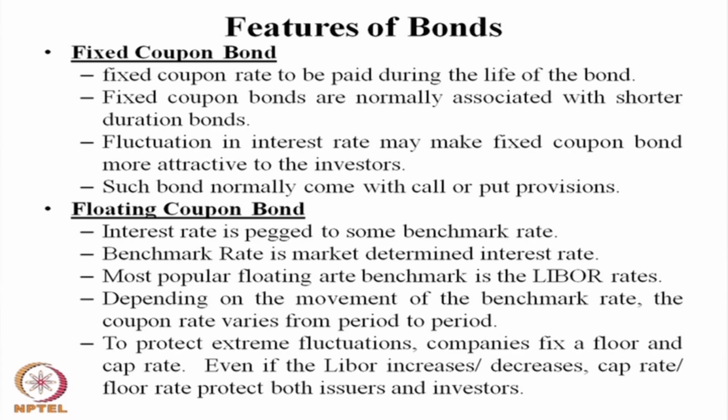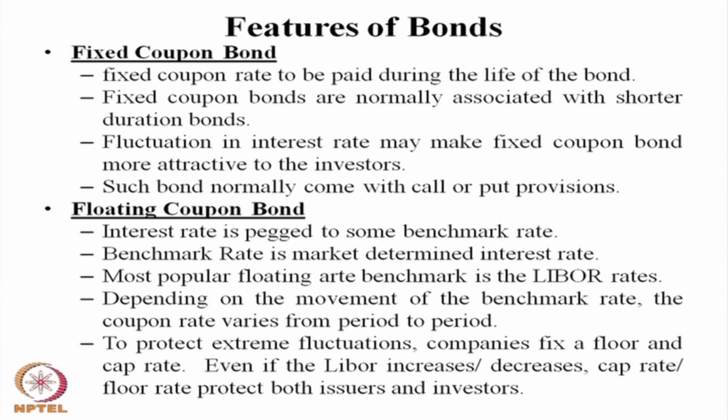When the benchmark rate fluctuates, the interest or the coupon payment pegged to the benchmark rate also fluctuates, and the most popular benchmark rate at present is the LIBOR rate. Depending on the movement of the benchmark rate, the coupon rate varies from period to period, and many such bonds may at present be issued with LIBOR as a benchmark rate for the coupon payment. To protect against extreme fluctuation in the benchmark rate, there is a floor and a cap.